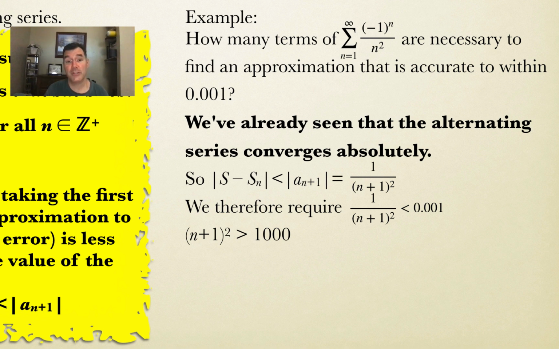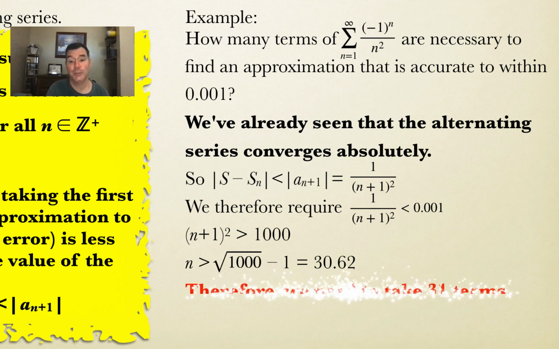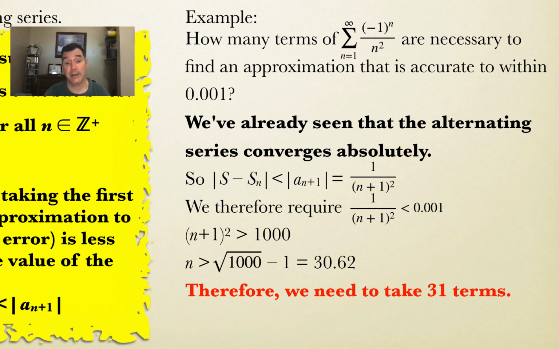So if I flip both sides over, that means I flip the less than to be a greater than, and I get n plus 1 squared to be greater than 1,000 over 1. If I solve that, I get that n has to be greater than the square root of 1,000 minus 1, which is 30.62. And obviously I can't have a 30.62 term, so I have to go to the next one, and that would be 31. So I need to take 31 terms of this series in order for it to be close enough to the actual sum of the infinite series so that I'm only off by less than 1/1000th.